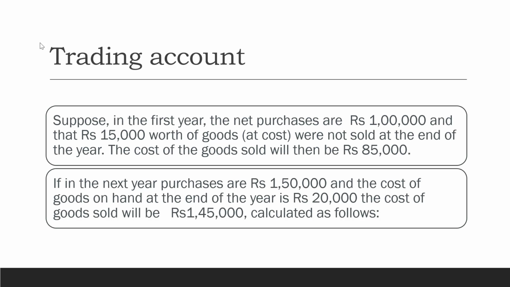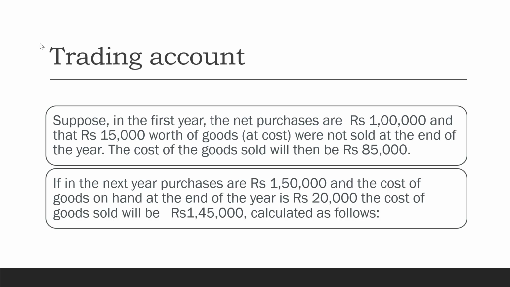Just read the first statement, Mohit. Suppose in the first year the net purchases are rupees 1 lakh and that rupees 15,000 worth of goods at cost were not sold at the end of the year. The cost of the goods sold will then be rupees 85,000. So what is the amount which has not been sold in that previous year? 15,000. So that means that will go to the next year, isn't it? Yes, sir, the stock.